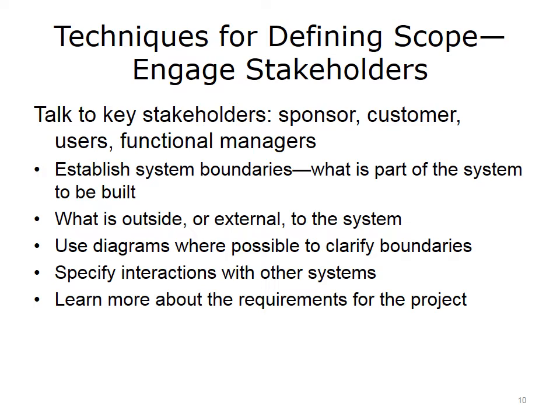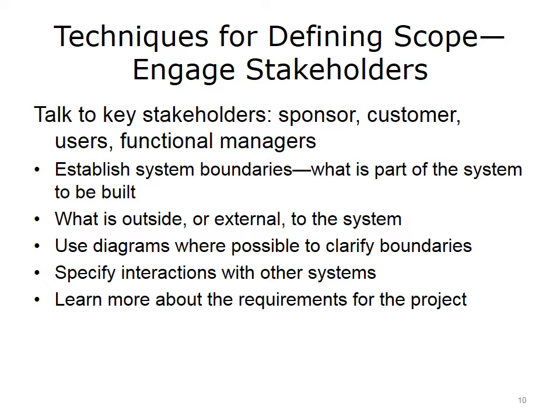A second major technique for defining scope is to engage your stakeholders, and this has a twin benefit. The explicit benefit is in finding out what stakeholders want, what is their interest in the project and the products from it. But a second benefit is a psychological one of engaging them in the success of the project, getting their buy-in for what you are doing. So talk to the whole range of stakeholders. They could be sponsors, customers, users, functional managers, representatives from partner organizations, vendors, consultants, and so on.